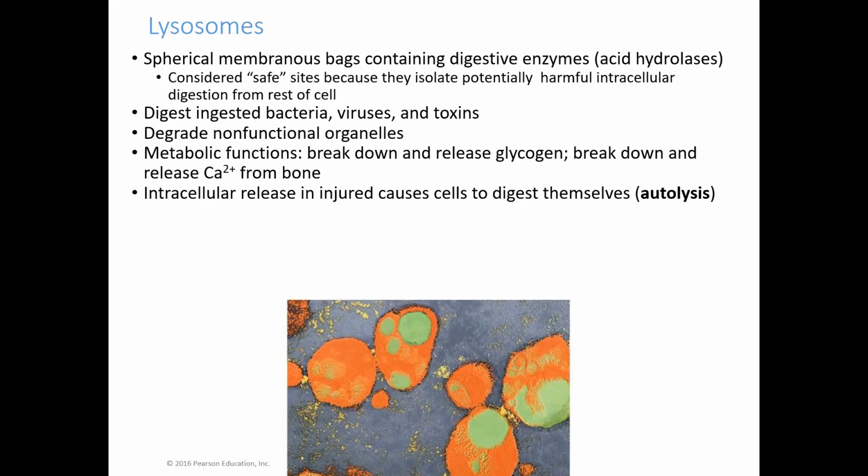We don't like to keep cells around that are non-functional. We don't like to keep cells around that are damaged. And if the cell can't repair itself, it will lyse itself by releasing its own digestive enzymes. And after it starts to break apart, then all of its friends and neighbors will come over and finish eating it. And this is what lysosomes look like. They contain their digestive enzymes inside the vesicle itself, the lysosome itself.